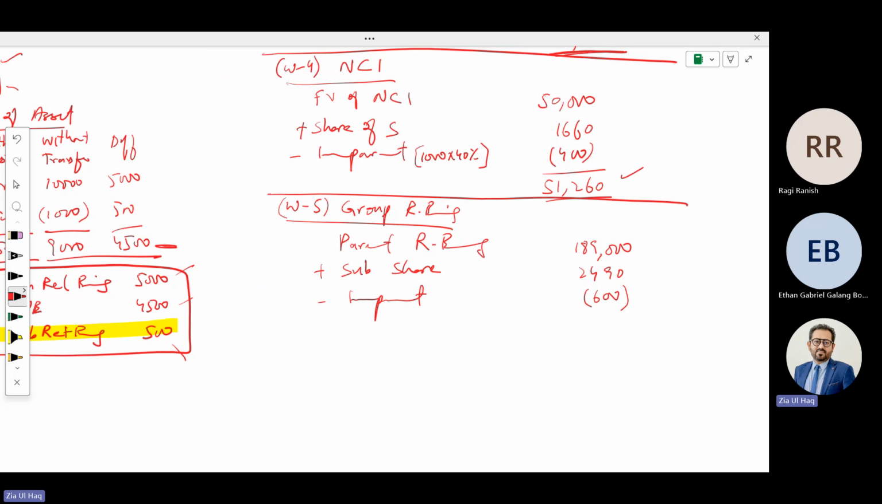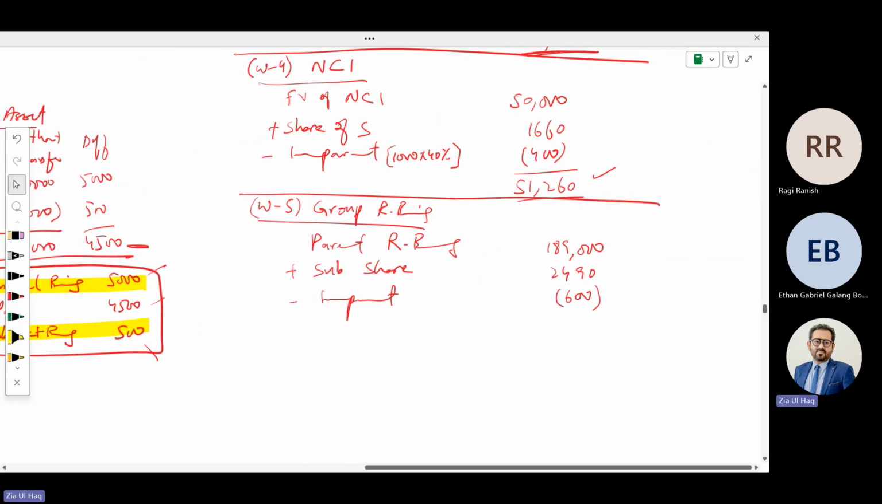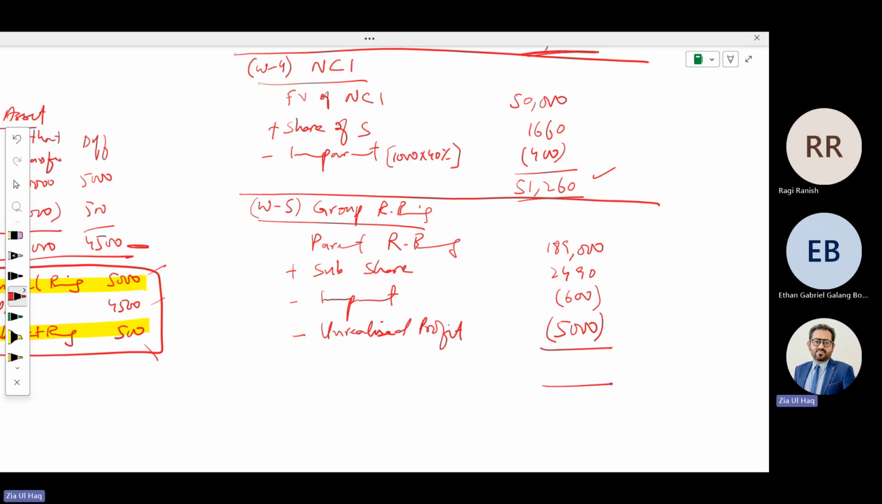We need to make one more adjustment for this. $5,000 we need to deduct. That is relating to what? Asset transfer. Transfer of asset. Unrealized profit. So minus unrealized profit, that is what? 5,000. If we deduct, we can calculate the figure. 185,890.